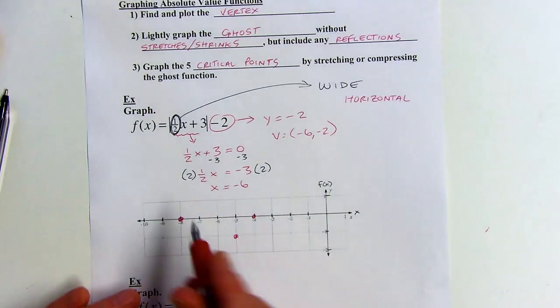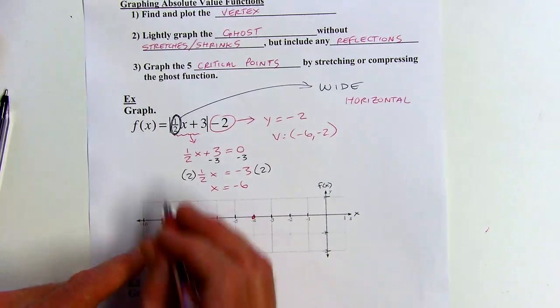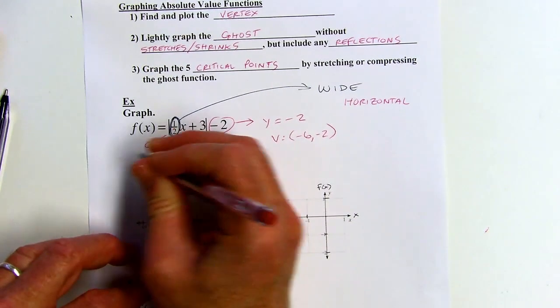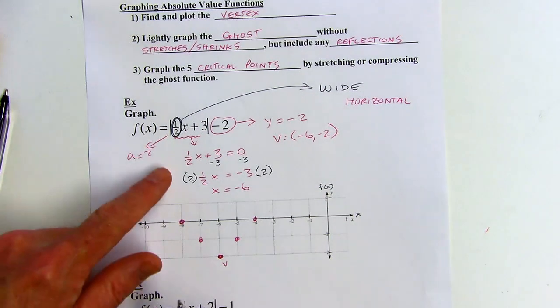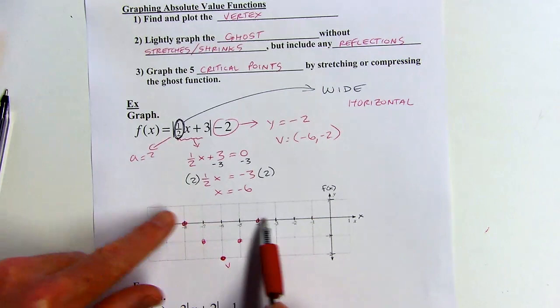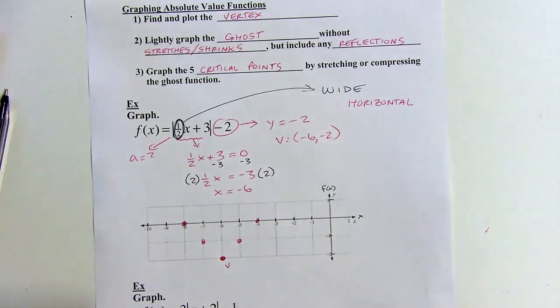And then I'm looking at this and thinking, okay, since this is 1/2, I'm going to actually do my A value is going to be 2. So I'm going to double the width of this. And even if you didn't remember that it's the reciprocal, we know it's going to be wider, and since it's a 1/2, that means it's getting twice as wide. If it was 1/3, it'd get 3 times as wide.